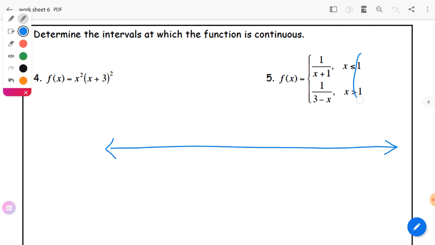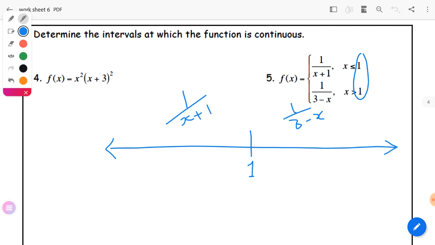Here, as I told you before, I have to write the value of x at which we have a different rule. When x is less than it, I have one rule. When x is greater than it, we have another rule. The rule when x is less than 1 is 1 over x plus 1. And the rule for the value of the function when x is greater than 1 will be 1 over 3 minus x.